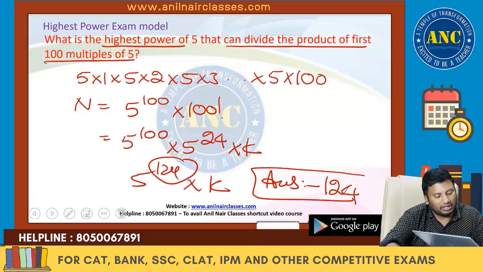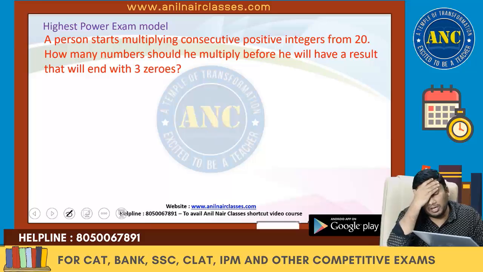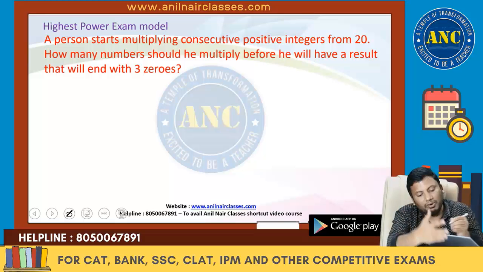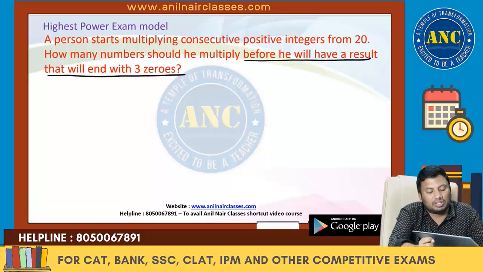5 power 124. See here, read the question. A person starts multiplying consecutive positive integers from 20. From 20 he will start. What numbers should he multiply before he will get a result that will end with 3 zeros?